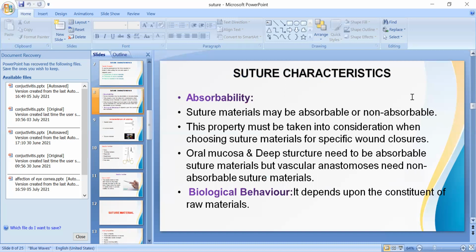Under suture characteristics, the first point is absorbability. Suture material may be absorbable or non-absorbable. This must be properly taken into consideration when choosing suture material for a specific wound closure.